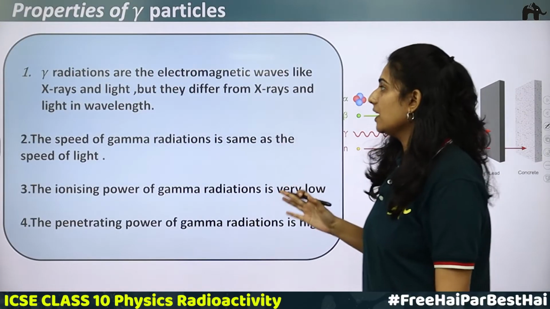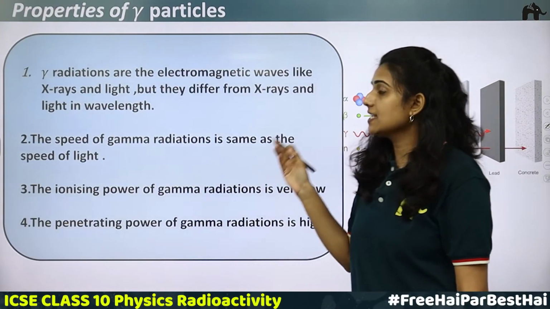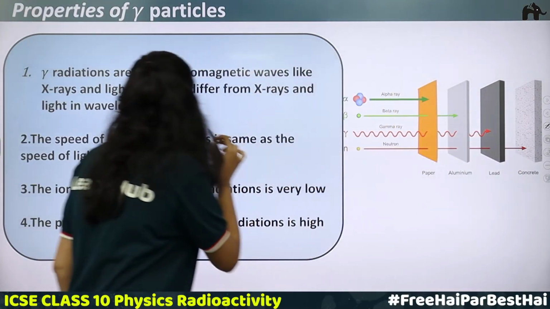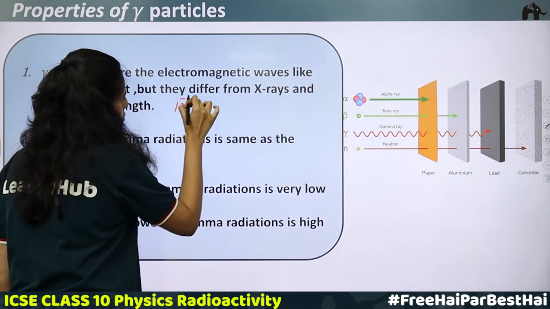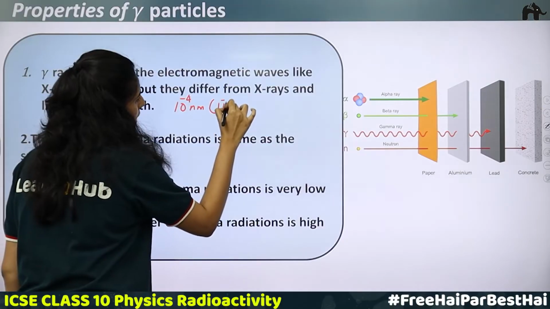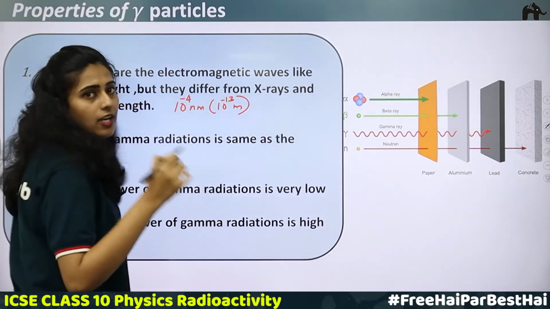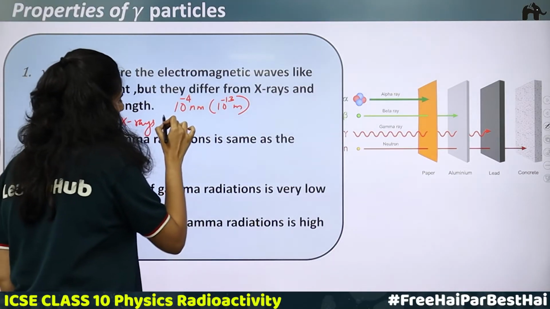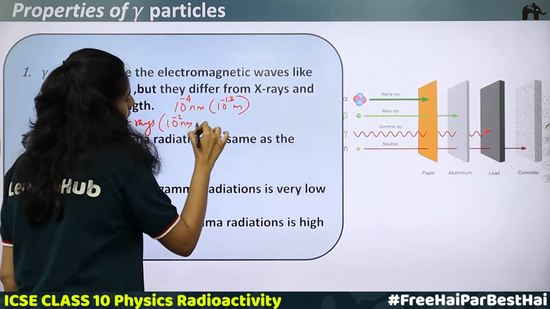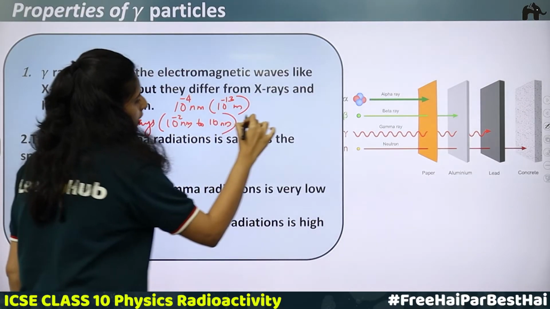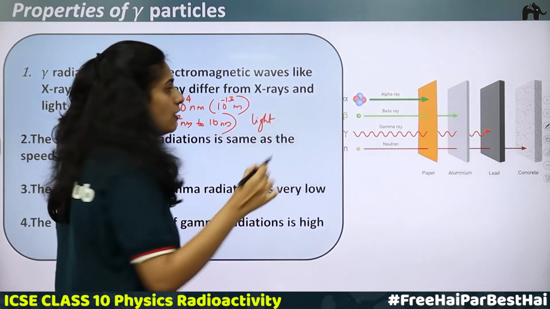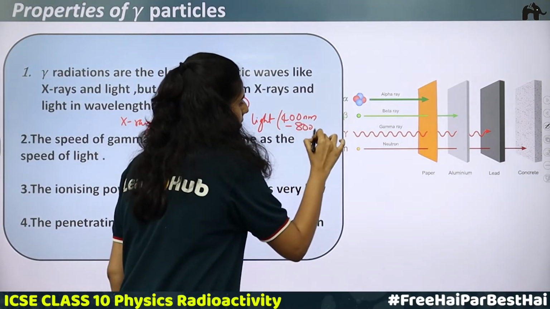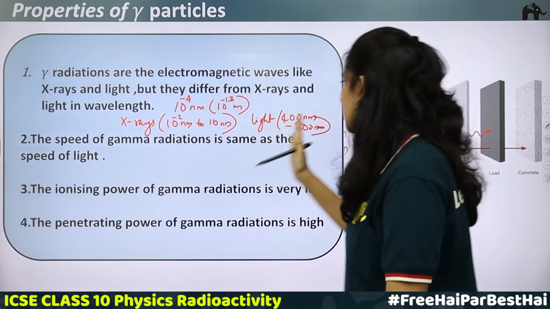Now the properties of gamma radiations. Gamma radiations are electromagnetic waves like X-rays and light, but they differ from X-rays and light in wavelength. The wavelength of gamma rays is of the order of 10 raised to minus 4 nanometer or 10 raised to minus 13 meters. We know that for X-rays, the wavelength range is 10 raised to minus 2 nanometer to 10 nanometer. And for visible light, it is 400 nanometer, where violet starts, to 800 nanometer, where red light ends.